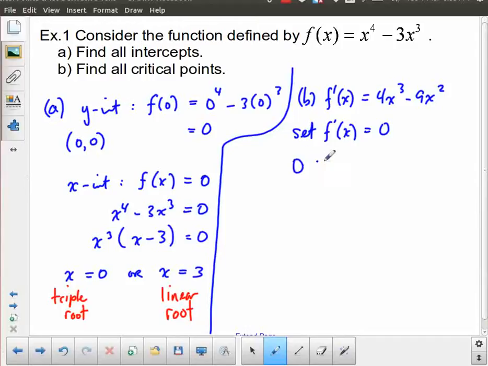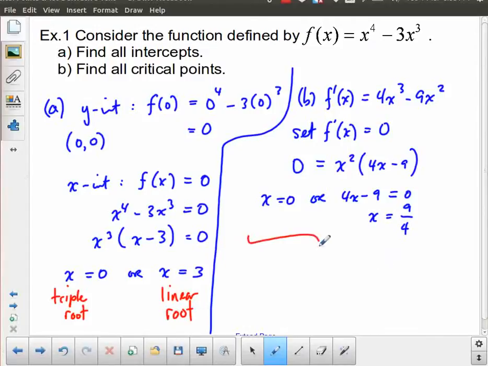So I get 0 equals, and I'm going to go ahead and start to factor this all in one step. I see a common factor of x squared, and then what remains is a 4x minus 9. And so what that gives me here is x equals 0 or 4x minus 9 equals 0, which is the same as x equals 9 over 4. And so in doing that, what I have found here are critical values.